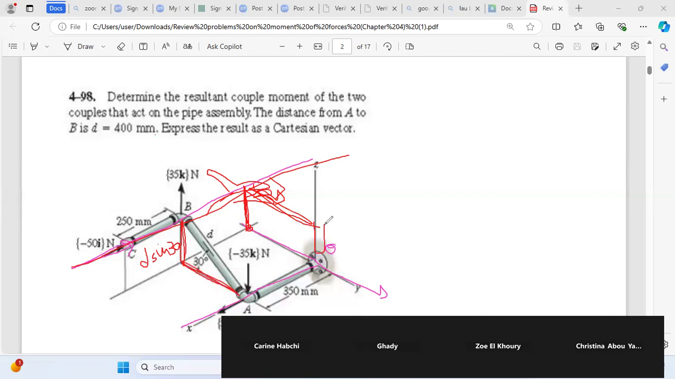Okay. Your four fingers will be like this, and when you do the right hand rule, your thumb will point down. Any other question?